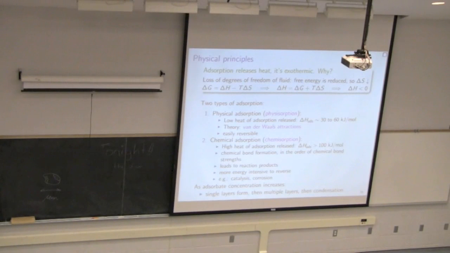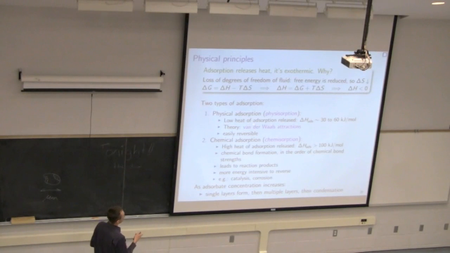Delta S is also negative. We're reducing the entropy of the system overall because we're taking molecules that are free to move and we're adsorbing them onto the surface. So delta S goes down, delta G is negative, so delta H must also be negative. So we're releasing some amount of heat. And the heats released are fairly low if it's just a physical attraction between the adsorbent and the adsorbate.